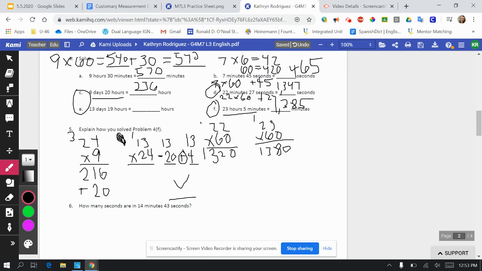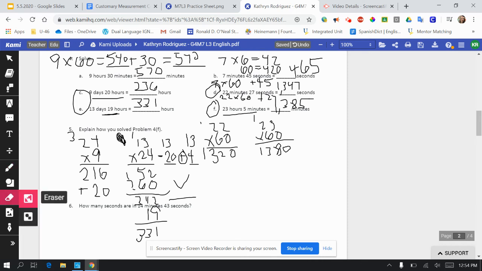So 4 times 3 is 12. 4 times 1 is 4, plus 1 is 5. I need my placeholder before moving on. Then 2 times 3 is 6, and 2 times 1 is 2. Add those on up. 312. I'm not done yet, though, because I still have 19 hours to add. So 331 hours.